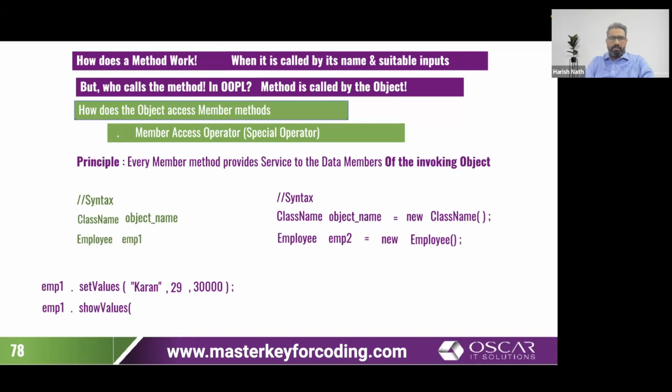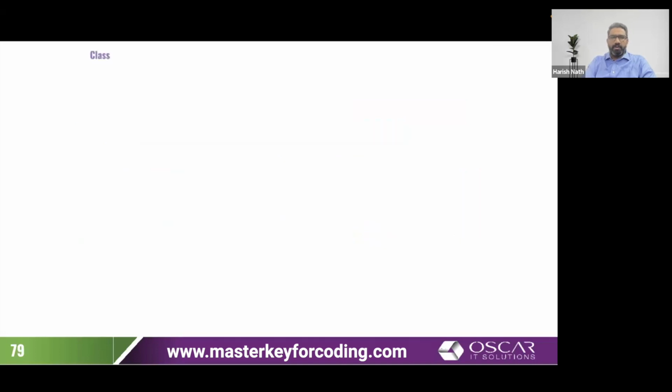Employee one dot show values. Similarly, employee two set values. We are passing some values, and emp2 dot function method. How do they work? Let's see from memory point of view.